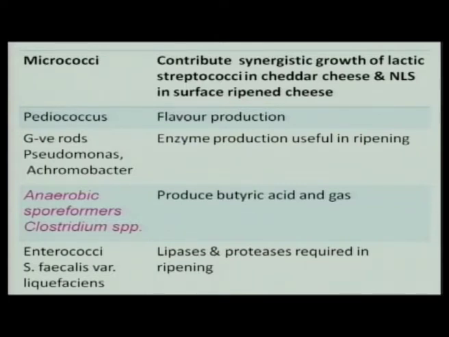Anaerobic spore formers or clostridial species, also known as butyric acid bacteria, produce a large amount of butyric acid and gas, and these are major organisms of concern in the spoilage of cheese. Any cheese milk having large numbers of these anaerobic spore formers is to be avoided for cheese making. Enterococci like Streptococcus faecalis or Enterococcus faecalis also produce lipases and proteases, which are helpful in the degradation of fat.